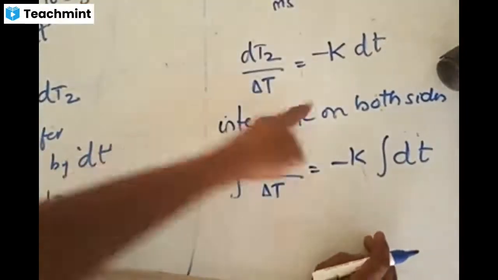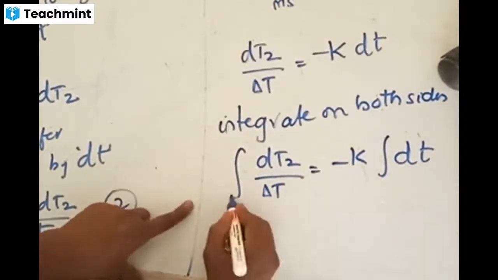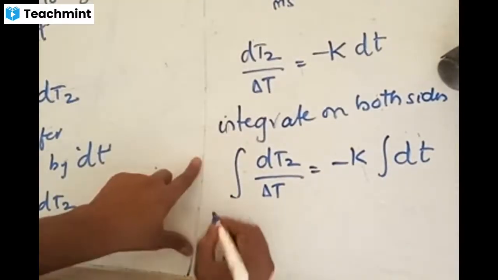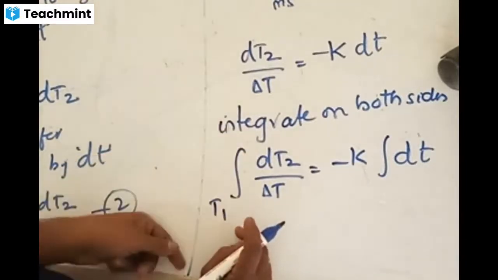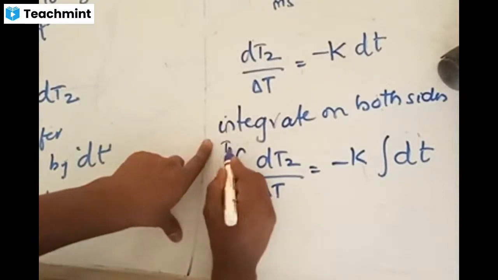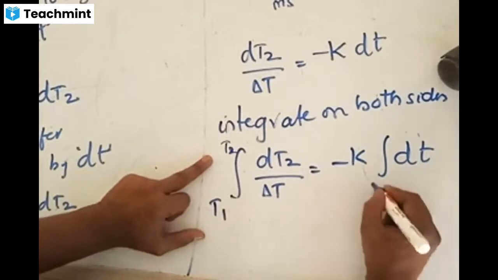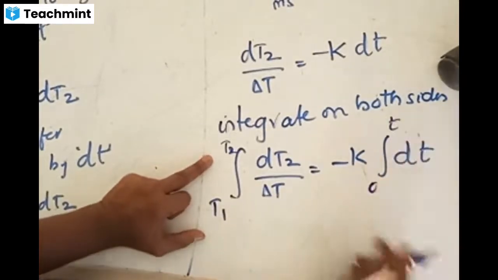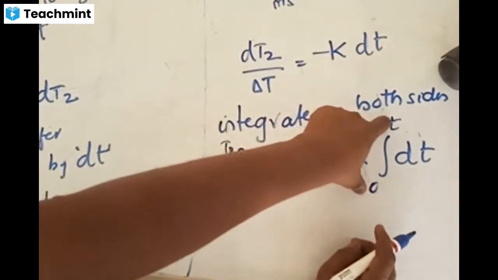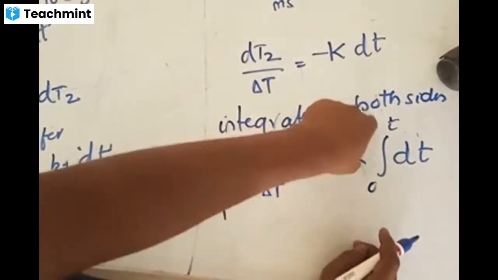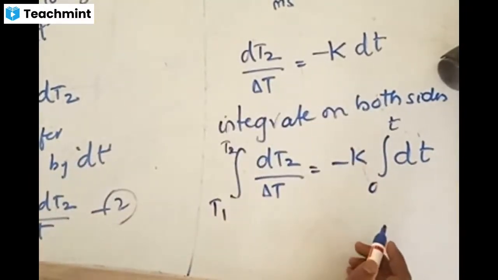We are integrating this equation on both sides. This change of temperature can go from where to where? Initially it is at T1 and when cooling down, from T2 it falls to T1, whereas time goes from 0 to capital T, which indicates the total time taken. Initial time is 0, final time is small t. Are the limits clear?